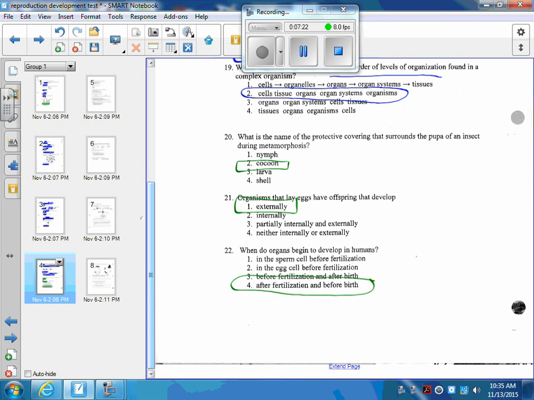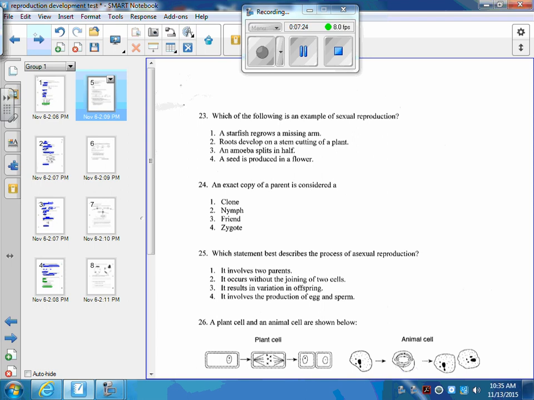All right, let's go. Question number 23. Which of the following is an example of sexual reproduction? Well, all of these choices are all asexual. A seed is produced in the flower, and the flower is the reproductive organ of the plant.